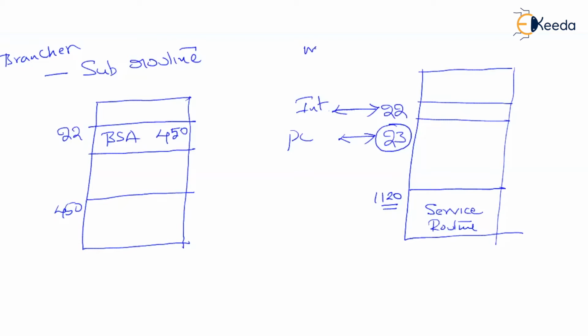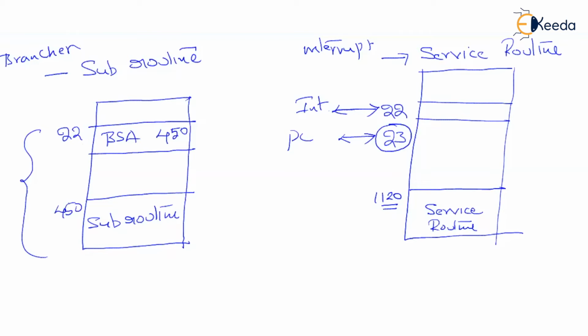But in an interrupt, we are branching to a service routine. The subroutine is a part of the same program because one function calls another function. Obviously, both functions are part of the same program that is being executed. But in this case, you can clearly see the service routine cannot be a part of the same program because the current program is interrupted.